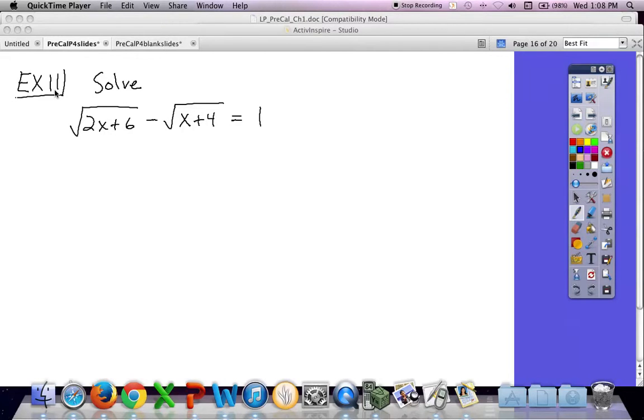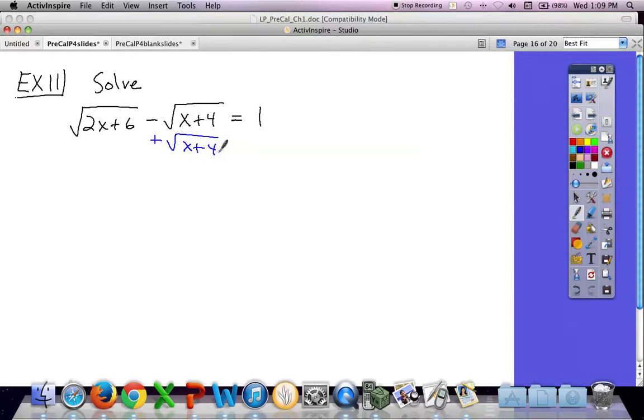Well, I'd probably add the square root of x plus 4 to both sides. Okay, so now we've got the square root of 2x plus 6 equals 1 plus the square root of x plus 4. Okay, we've isolated one of the radicals. How do we undo this radical?